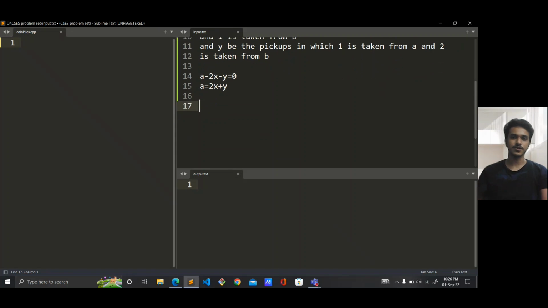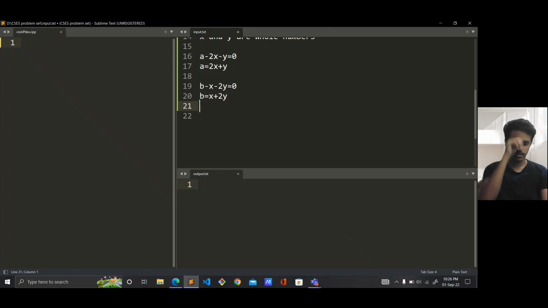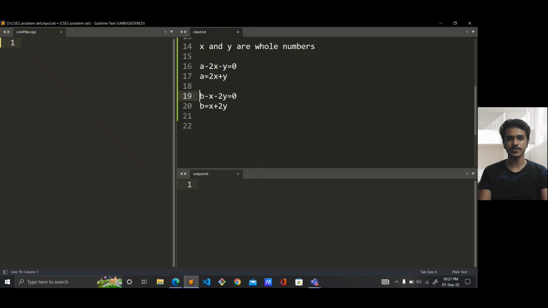We can similarly create an equation for B: B minus x minus 2y is equal to 0. So B is equal to x plus 2y. So we can solve for the variables x and y. We need to remember one thing here, that x and y are whole numbers, because they are numbers of pickups, so they need to be either 0 or a positive integer. So on solving these two equations, let this be equation A and let this be equation B.